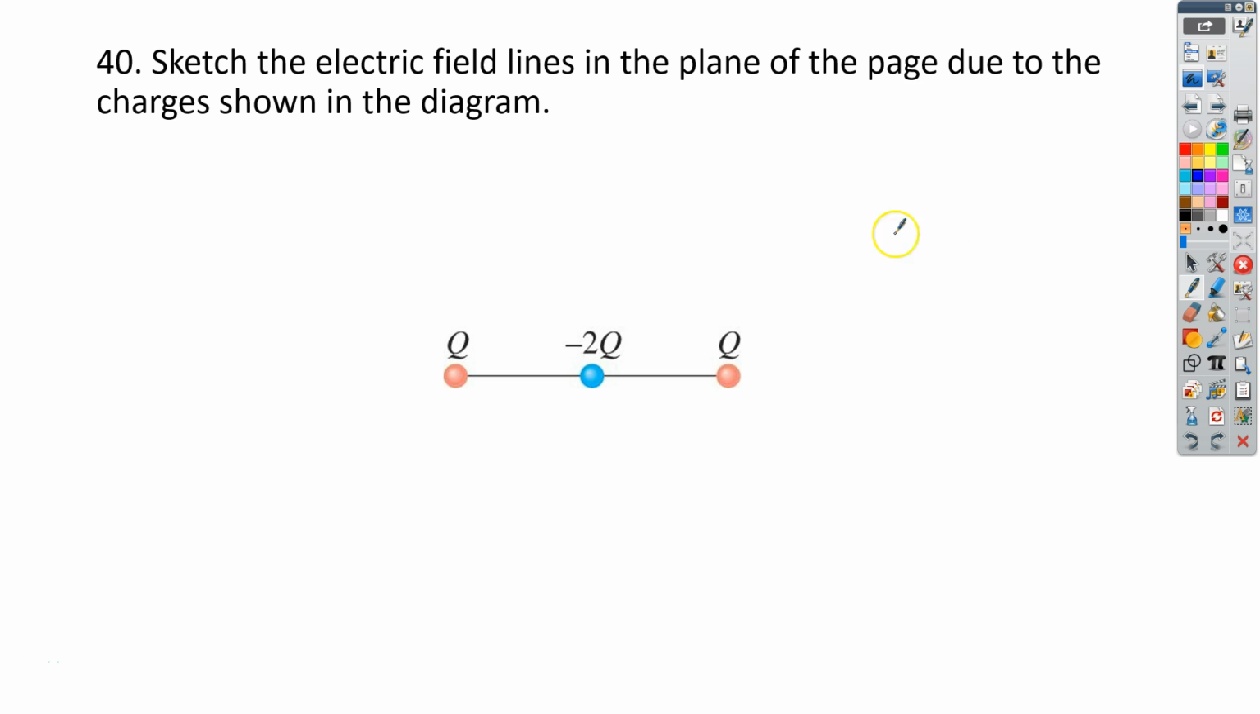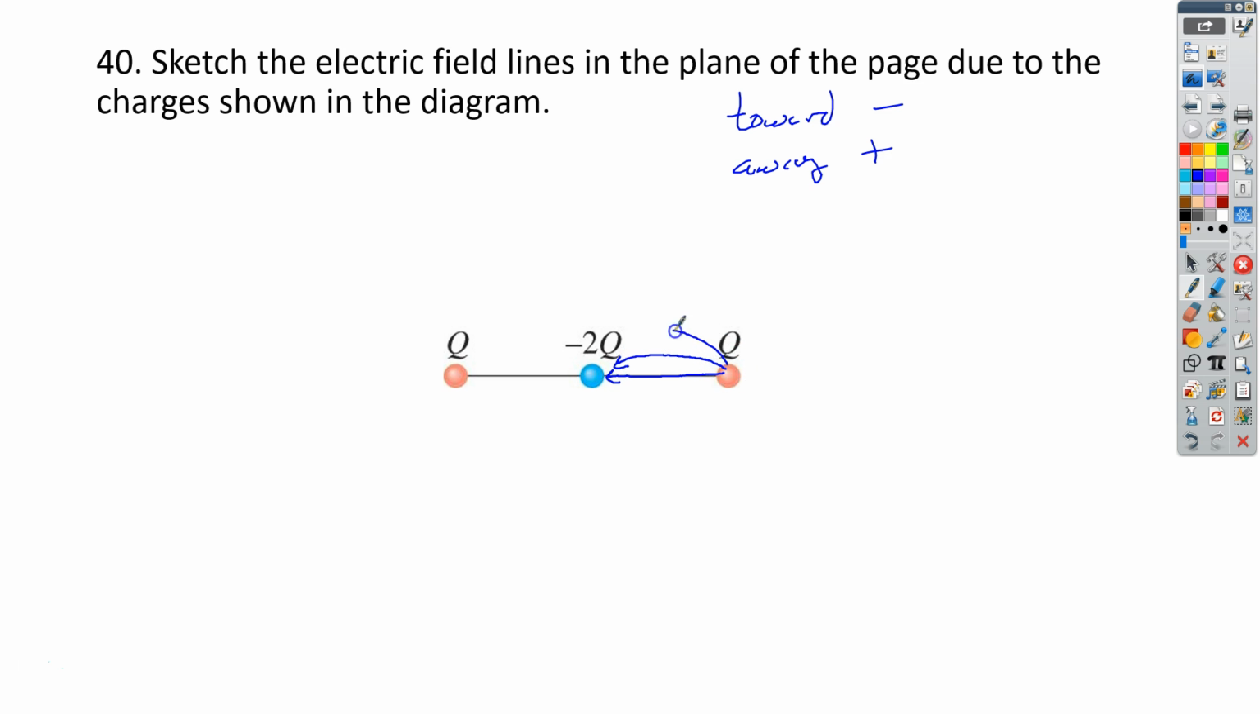And so 40, this one, it says sketch the electric field lines in the plane of the page due to the charges shown in the diagram. We know that we always go toward the negative charge and we always go away from the positive charge. So for this one, if we're going to start at the negative 2Q charge, we know we've got to go towards it. So let's actually start at the Q charge. And if we start here, we're going to have a straight line go in like this, and then all the other lines will curve a little bit.